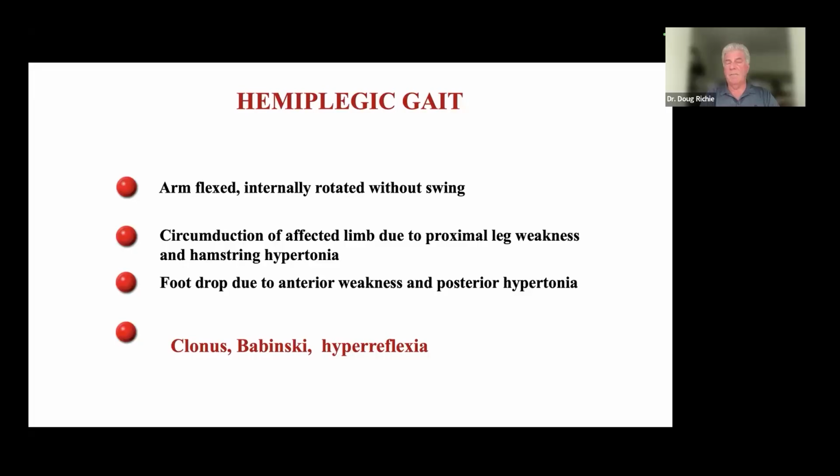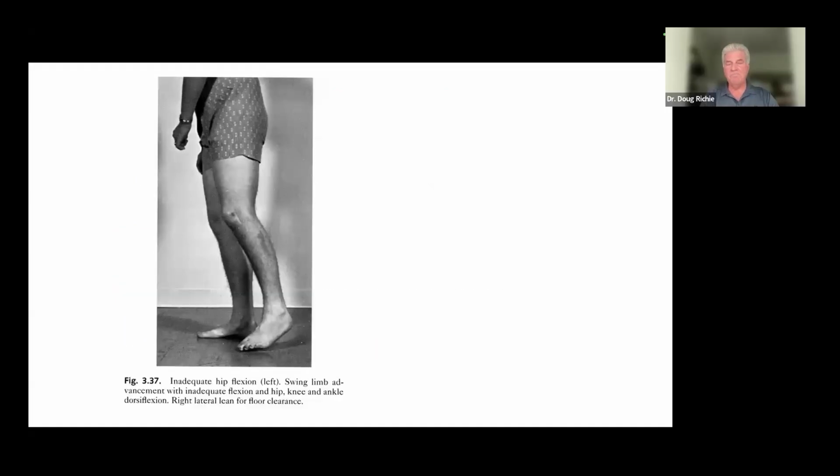The clinical findings of clonus, Babinski, hyperreflexia, when you do your lower extremity exam, should be a clear indicator that this patient may have suffered a stroke and didn't even know it. And certainly the evidence of clonus, Babinski, hyperreflexia indicate an upper motor neuron lesion, not a lower motor neuron. So this picture of the left arm being flexed, the foot drop, and the circumduction of the limb are all hallmark features of a stroke patient.